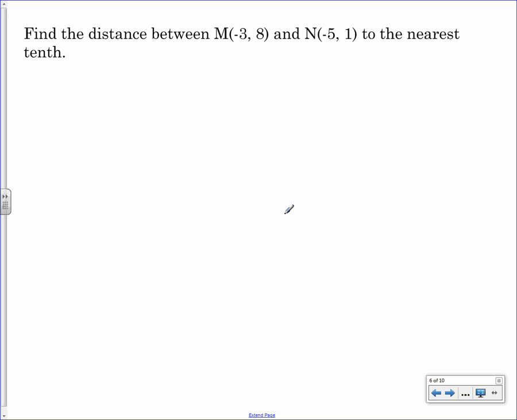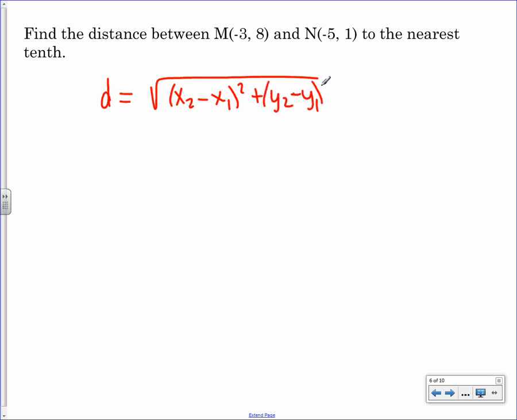Does that make sense? So until you have them memorized, if I were you, I would write down the formula every time and then substitute, okay? So our formula for the distance is the square root of x2 minus x1 quantity squared plus y2 minus y1 quantity squared. In my opinion, until you have them memorized, I would write that down, okay?